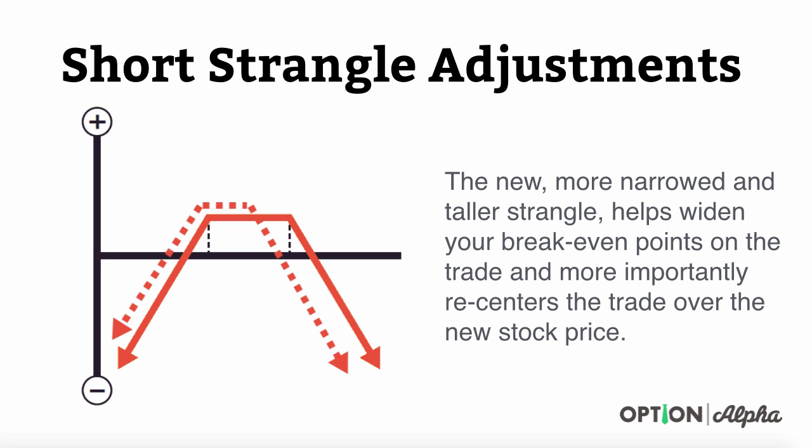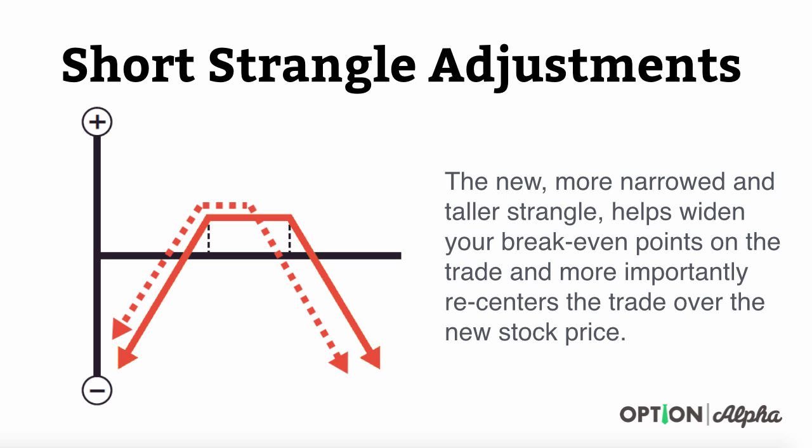Now, again, this will work in the complete opposite if the stock moves against you towards the top side of your trade. So if it starts moving towards the call side, you'll want to roll up that put side to about a 15 delta, and again, recenter the strategy that direction. Not touching the call side, but rolling up that put side.